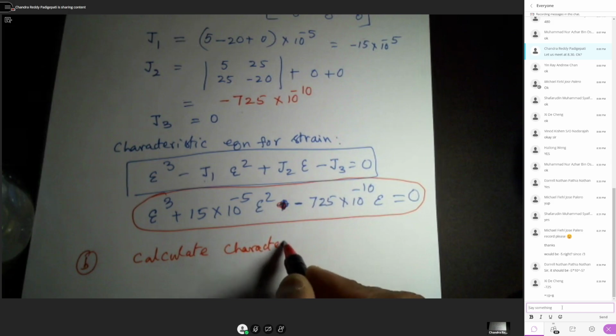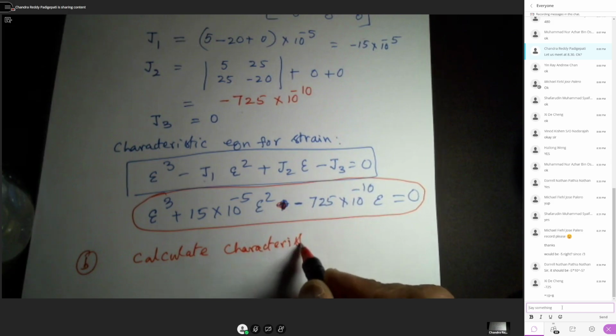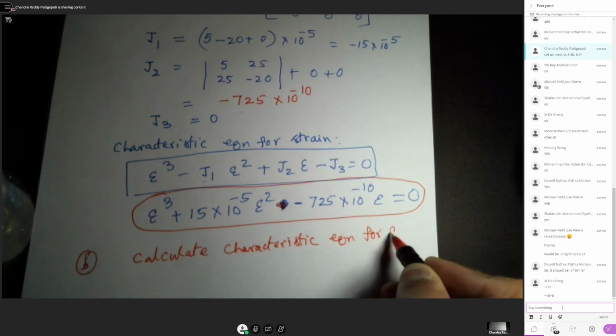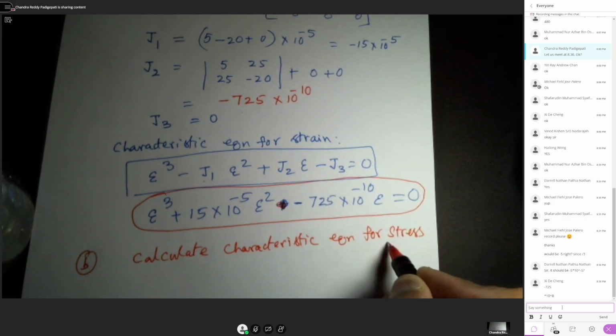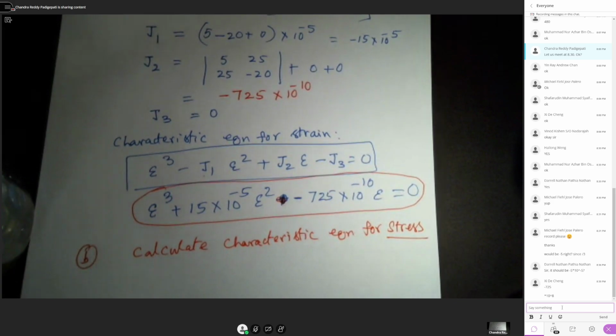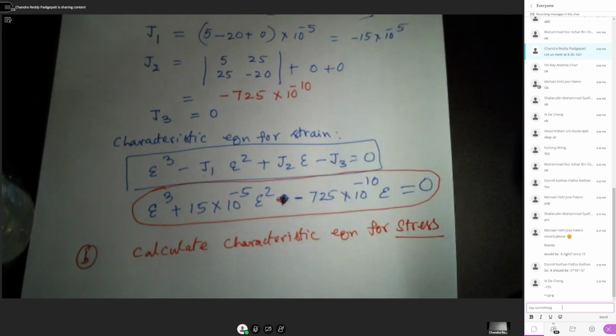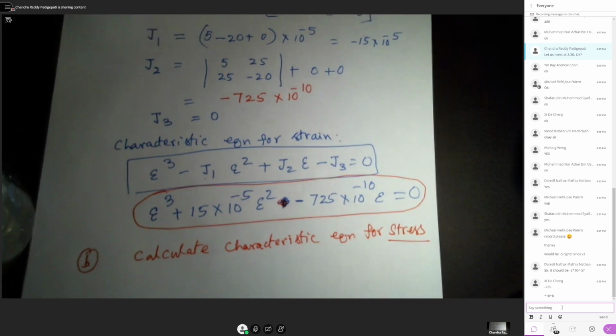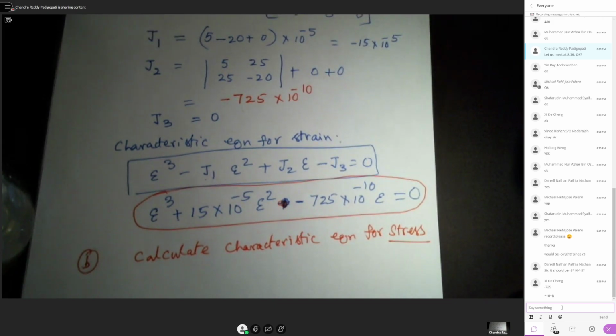So characteristic equation for stress. So this is part B. Now, what we have is the strain tensor, and you know the properties, Young's modulus and the Poisson's ratio. So we need to apply the stress-strain relationships to convert the strain tensor into stress tensor.